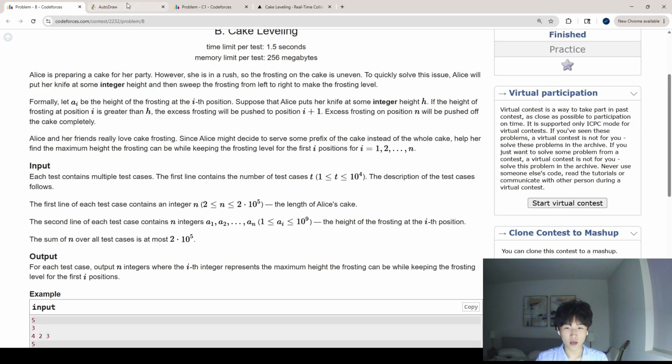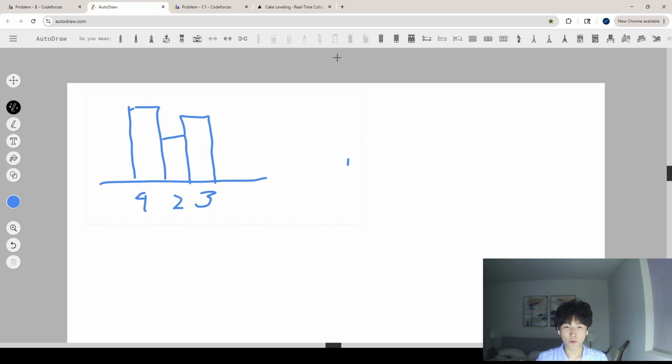And the goal of this problem is, for each I equals 1 to n, you look at the maximum height that the frostings can be, where all of the levels of the frostings from 1 to I are equal.